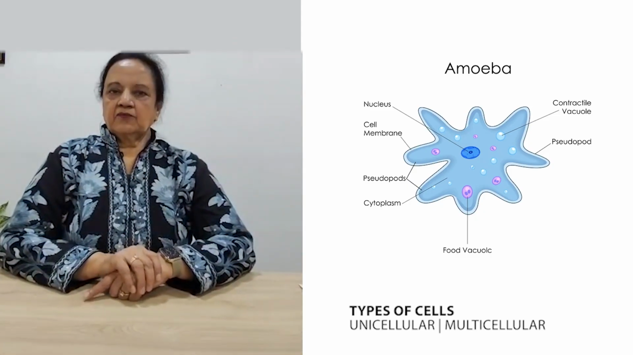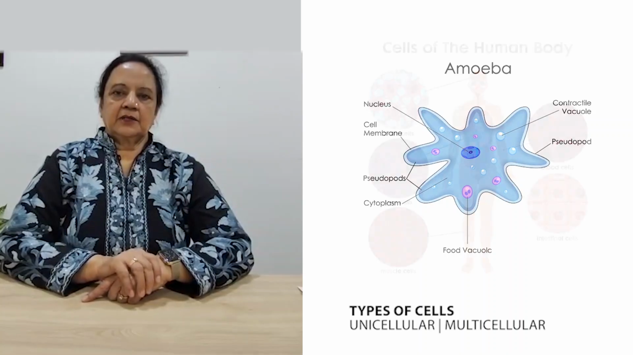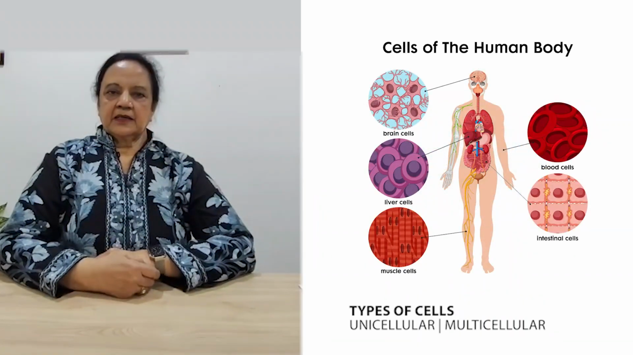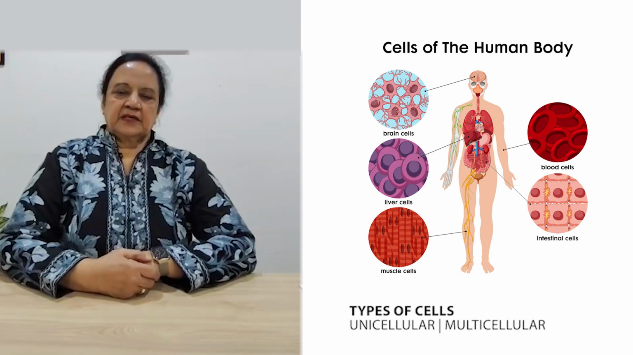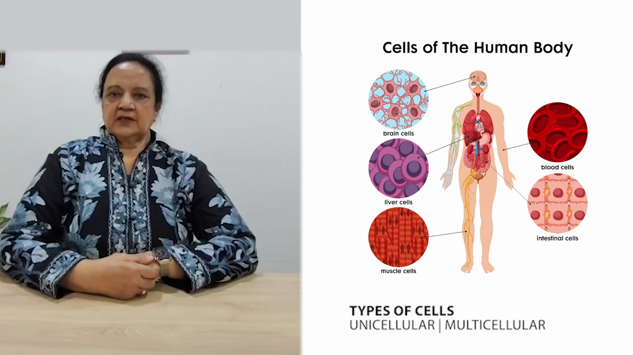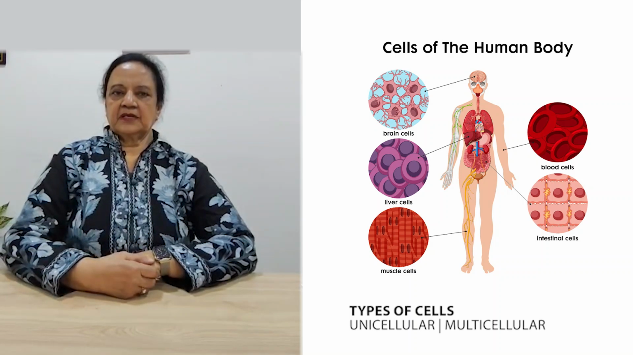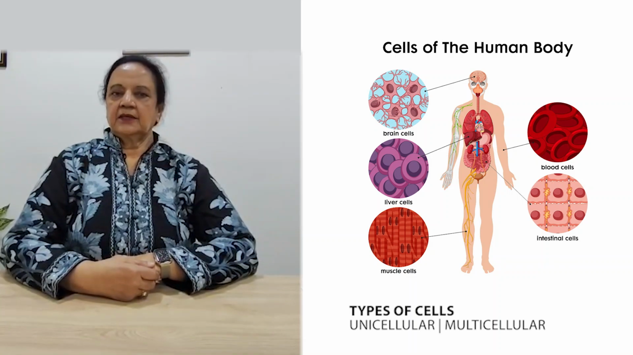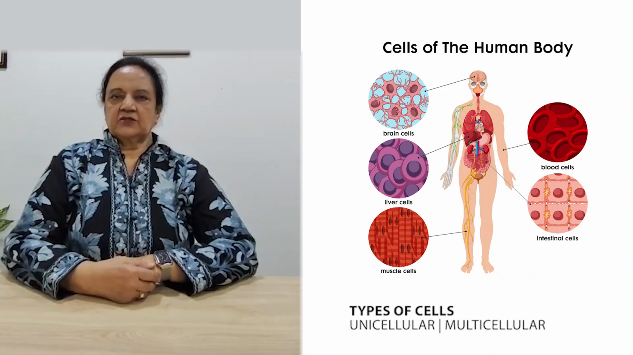Organisms made up of a single cell are called unicellular organisms, like amoeba and paramecium. Organisms whose body is made up of more than one cell are called multicellular organisms, like humans and plants. In multicellular organisms, cells work together to perform different functions.